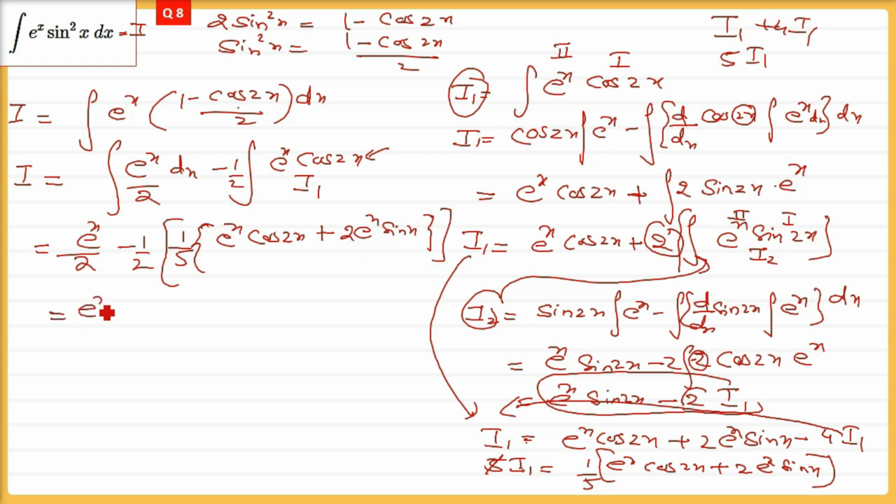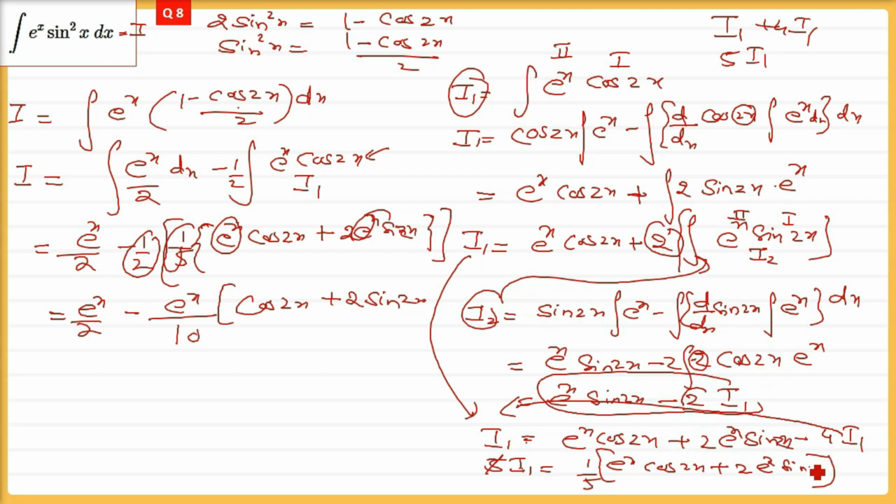And just multiply these with half. Half is already there outside. So it will be 1 by 10 because 1 by 5 was already outside. So 1 by 10 you can just write. So e raised x you can take common. It will be cos 2x plus 2 sin 2x, okay? There is a slight change I am making. Everywhere where I have written sin x, just update it as sin 2x.